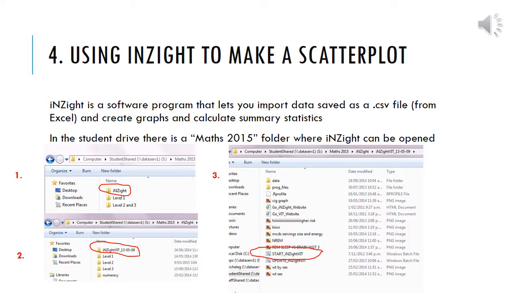Follow the step-by-step instructions on the next few slides to make a scatter plot using Insight. Print your scatter plot once you have finished.